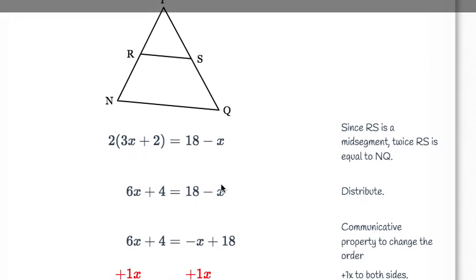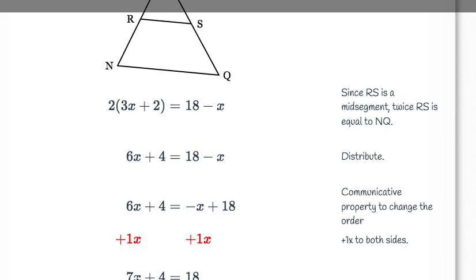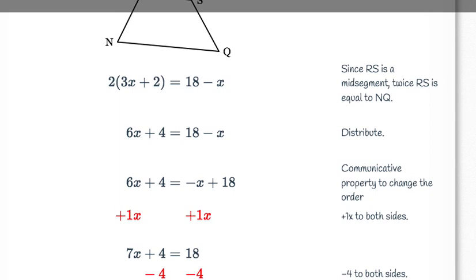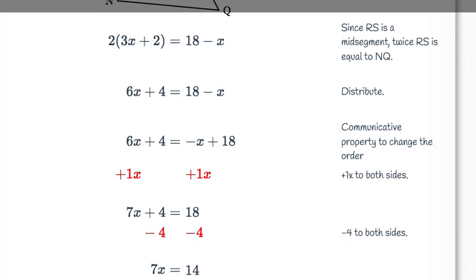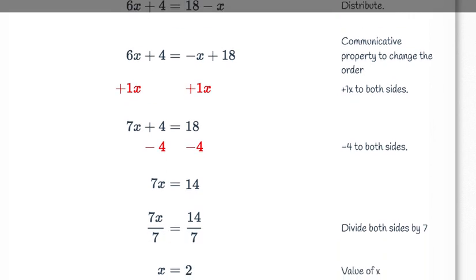So we're going to bring this x to the other side by adding it to both sides. And when we do that, we get 7x plus 4 is equal to 18. Now we're going to bring this 4 to this side, so we're going to subtract 4 from both sides. And we're left with 7x equals 14. In order to complete our algebra, we are going to divide both sides by 7 to get 2.